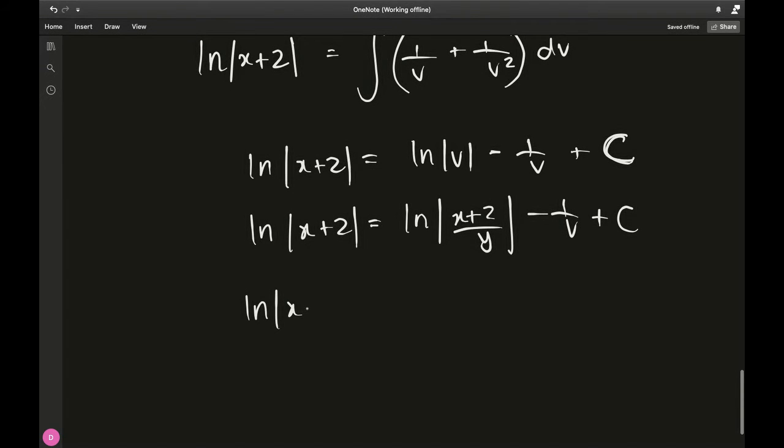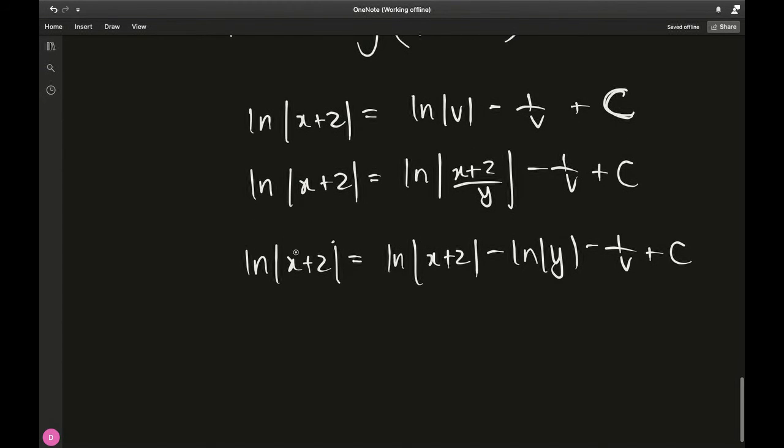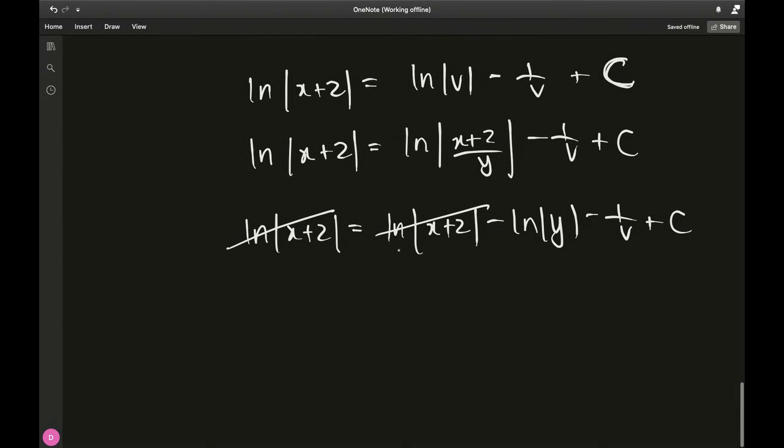So natural log of x plus 2, using log properties, is natural log of x plus 2 minus natural log of y, minus 1 over v plus c. So these things cancel out. We basically have natural log of y plus 1 over v, which I can actually express as 1 over x plus 2 over y, which is y over x plus 2, being equal to c.